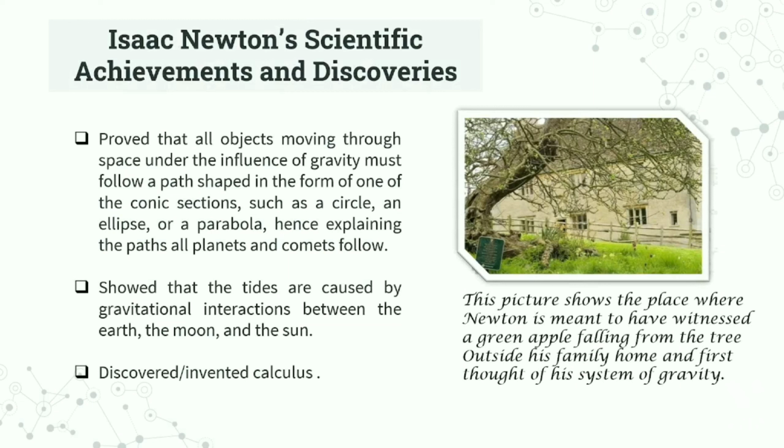He proved that all objects moving through space under the influence of gravity must follow a path shaped like one of the conic sections, such as a circle, an ellipse, or a parabola. He showed that the tides are caused by gravitational interaction between the earth, the moon, and the sun, and he discovered calculus.